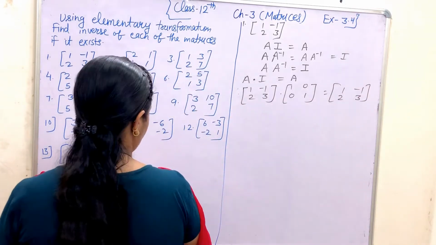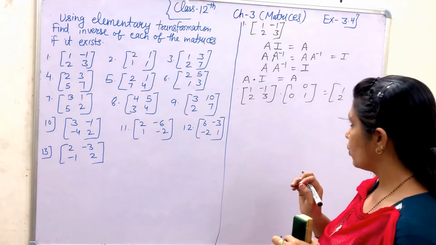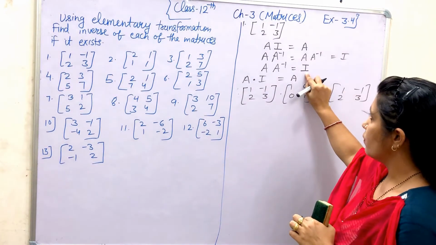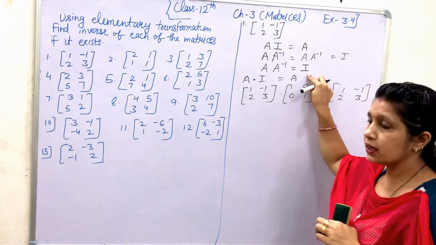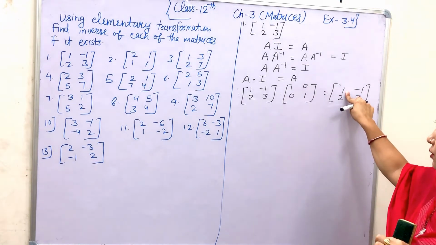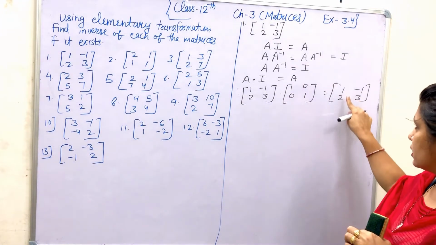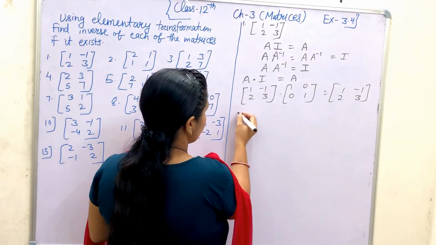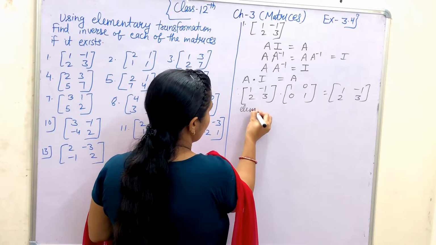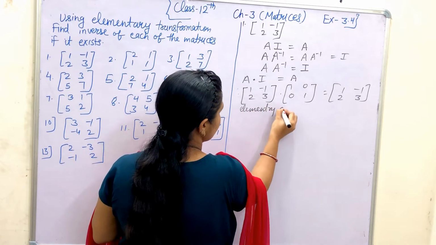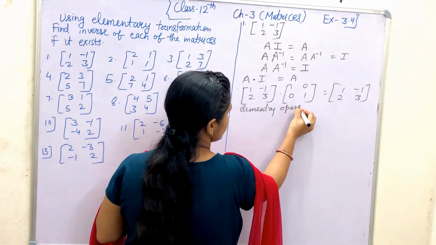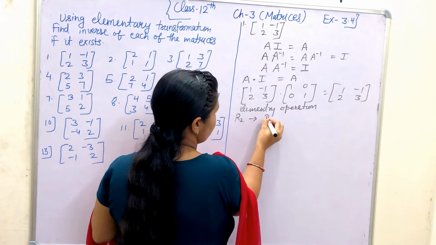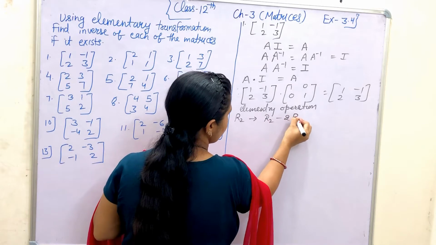Now we apply our elementary operation. In elementary operation, first position we need identity because we want to make it identity matrix. So first position is fixed, our 1. So we don't change it. We apply our elementary operation on our second row. Using elementary operation R2 minus 2R1.